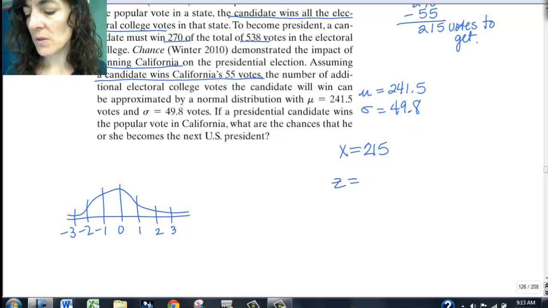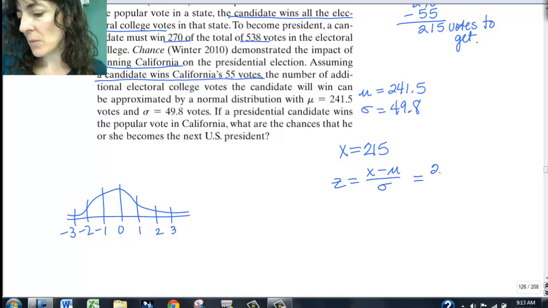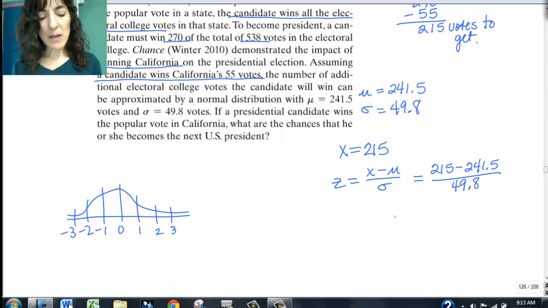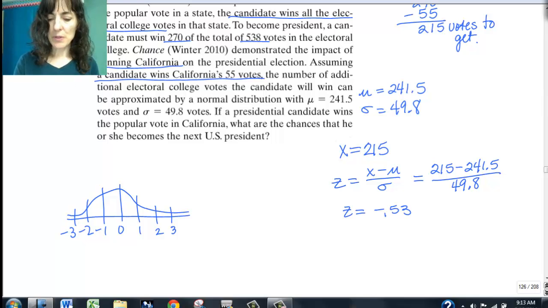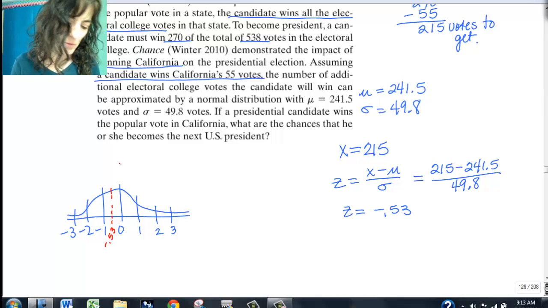So z equals x minus mu, of course, over the standard deviation. When I plug in, I'm going to have 215 that I need to get. The mu that we got was 241.5, and the standard deviation was 49.8. When I calculate that out, I get z equals negative 0.53. So that puts me to the left of center, about halfway between 0 and 1. That'll be negative 0.53, right to there.